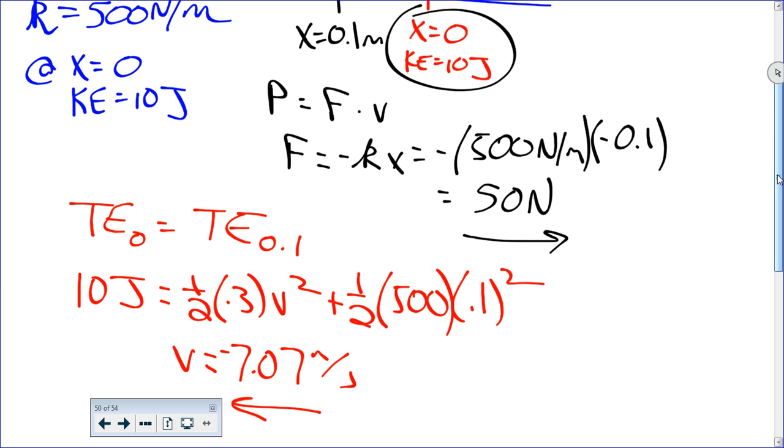Okay, so right there is where your problem came in. The kinematics equation. Tell me why the kinematics equation doesn't apply here. The acceleration is not constant. Why is the acceleration not constant? Because the negative kx changes your net force, which changes your acceleration.